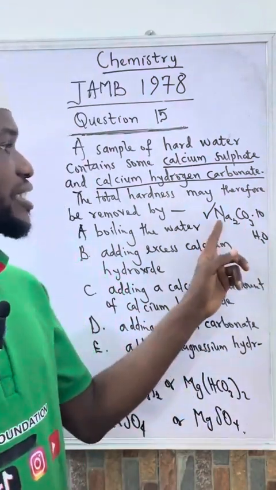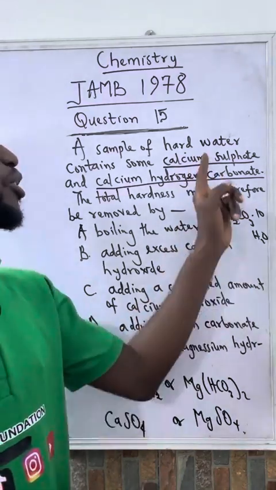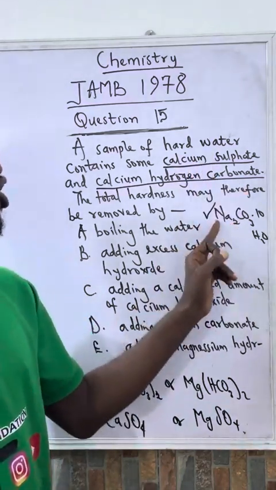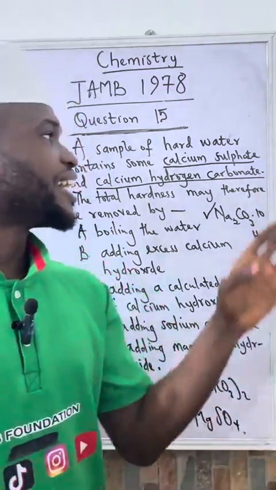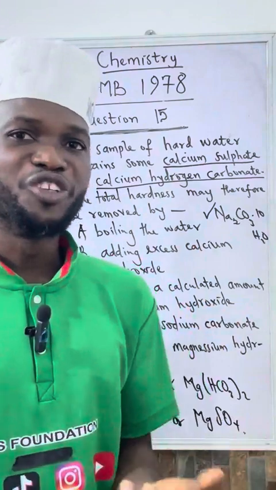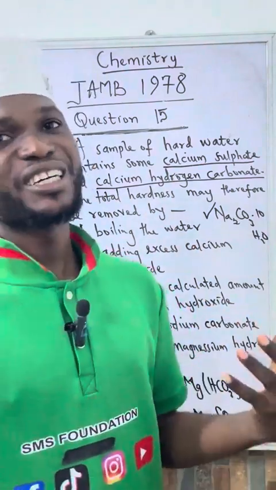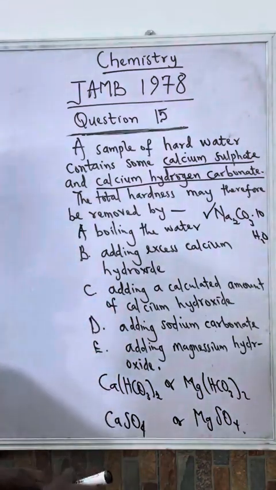What will happen is that the sodium ion will combine with the sulfate ion here to form sodium sulfate. Similarly, the sodium ion will combine with the carbonate to form sodium carbonate. And those two are not soluble. We can just remove them by filtration. We'll filter them away. So that means the best option for this question is option D.